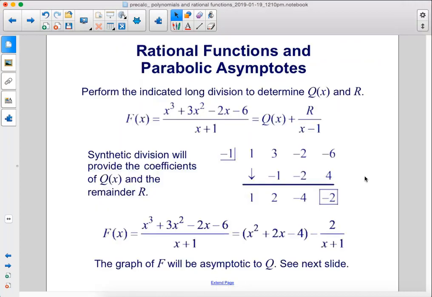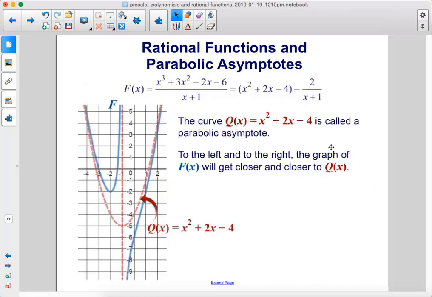Perform the indicated long division to determine q of x and r. Here we have this polynomial divided by this polynomial. We can use synthetic division, and we get q of x equal to x squared plus 2x minus 4, and the remainder is negative 2 over x plus 1. The graph of f will be asymptotic to q. See next slide. The curve q of x equals x squared plus 2x minus 4 is called a parabolic asymptote. To the left and to the right, the graph of f of x will get closer and closer to q of x.